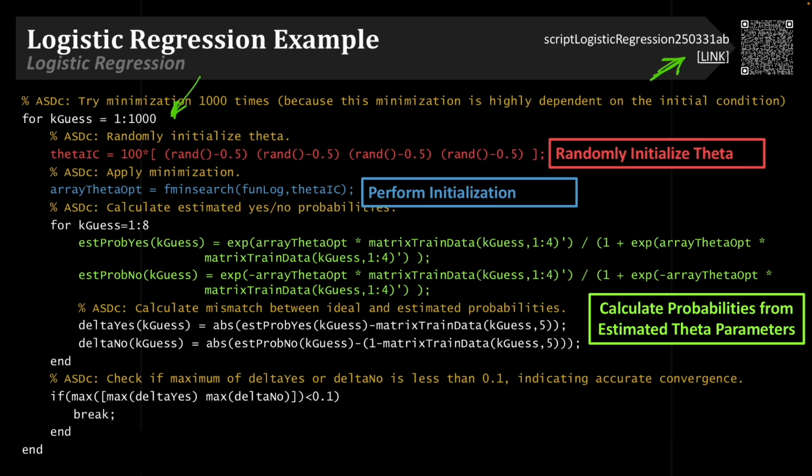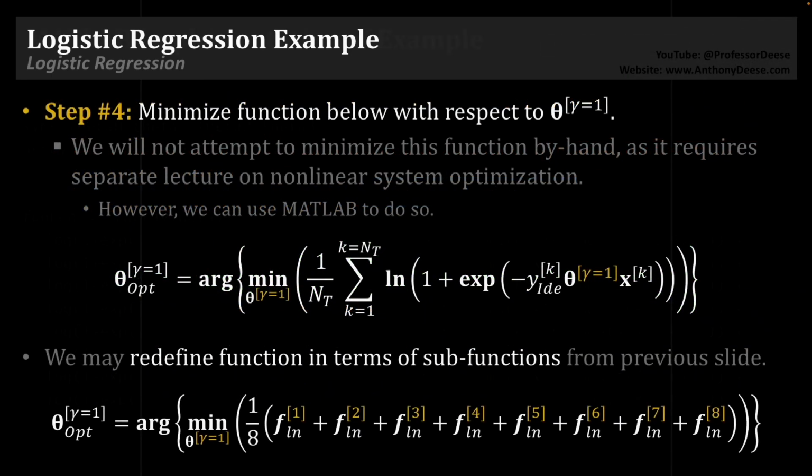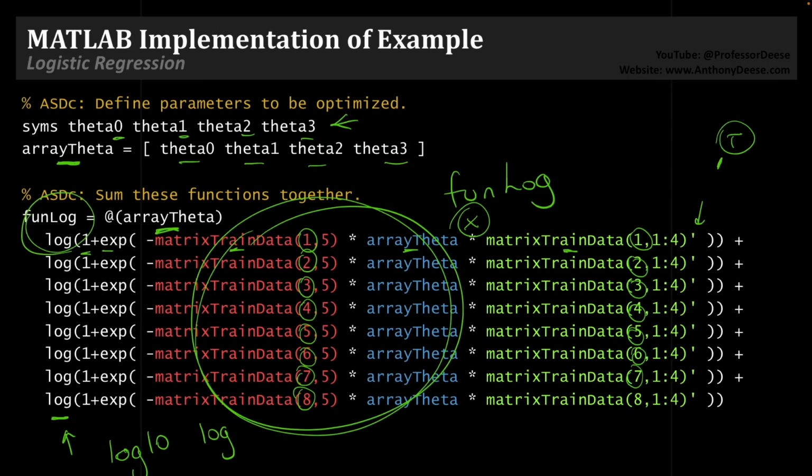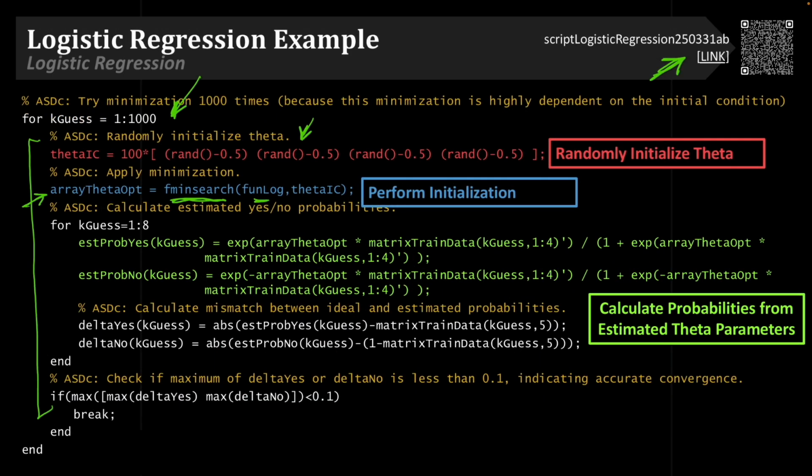Okay, so within the loop, there's several steps. The first is to initialize our parameters, and I randomly initialize them. And then this is really the most important line right here, which is to apply the minimization. So the command is fminsearch. We supply to it the function that we want to minimize, which we defined previously as fun logarithmic, as well as the initial conditions of the parameters we're trying to minimize.